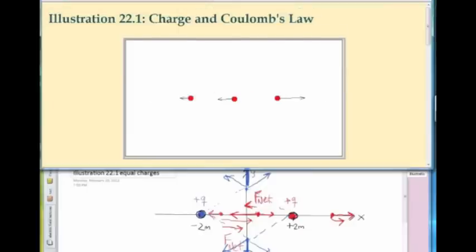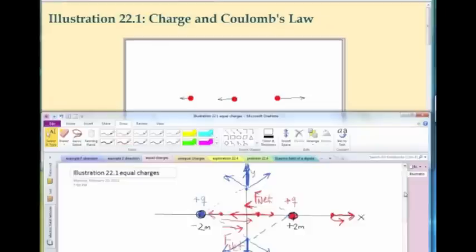Now let's change the charge of the particles. I have again a set of 3 particles. But now they don't have the same charge. They are all positive, but the magnitude is not the same. The one on the left has a charge, and the one on the right has a different charge.